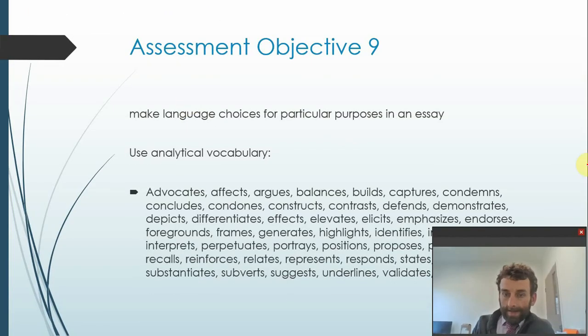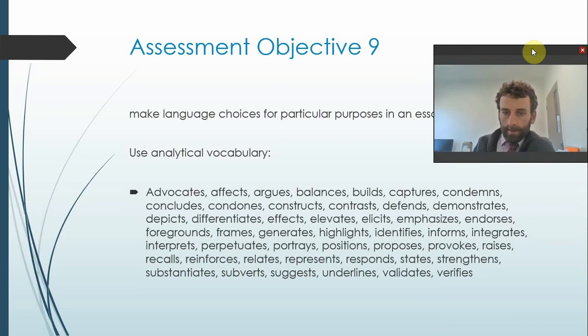So use analytical vocabulary. Here are tons of analytical words that you might be able to use within your essay. Okay. The witches advocate for Macbeth to, or Lady Macbeth advocates for Macbeth to kill his king. Macbeth captures the imagination of his audience. Shakespeare integrates. Okay, so think about some of those and incorporating some of those words in.